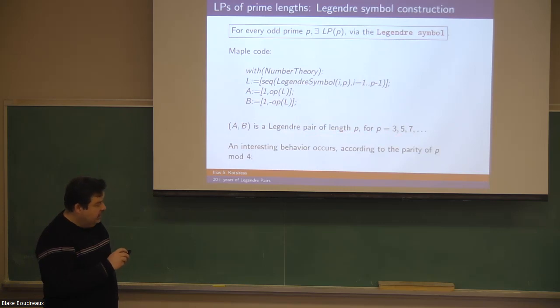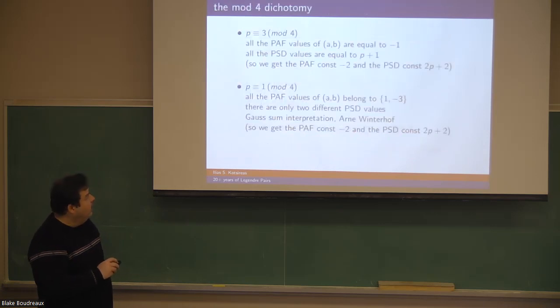By the way, there is an interesting behavior according to the parity of the prime modulo 4. If P is 3 modulo 4, then all the PAF values are equal to -1. All the PSD values are equal to P plus 1. And so when you add them up, you get the PAF constant -2 and the PSD constant 2P plus 2, as expected. But when your prime is 1 mod 4, then all of the PAF values belong to 1 and -3.